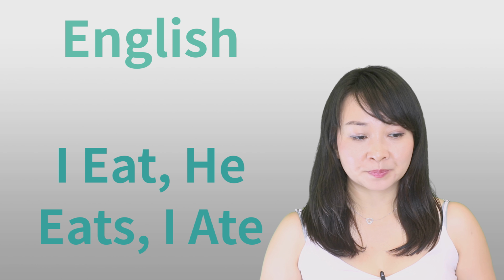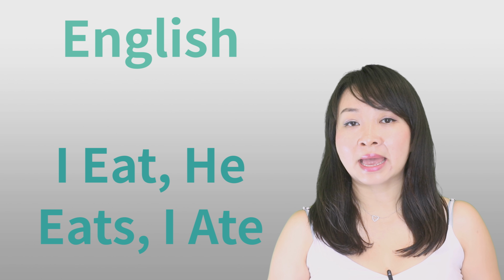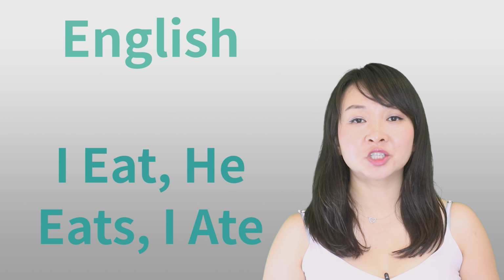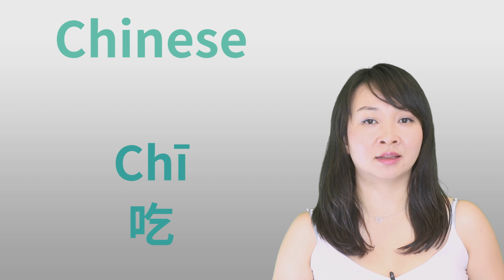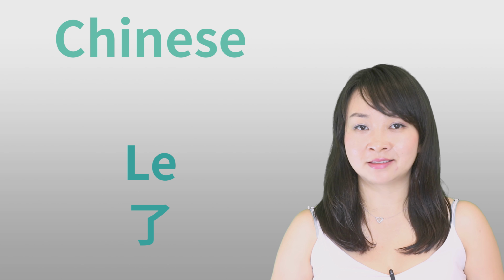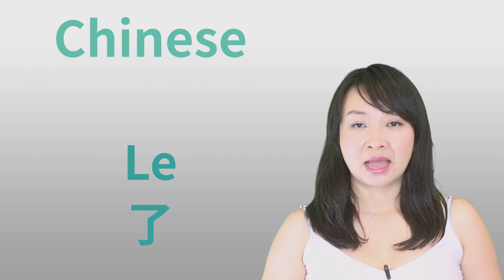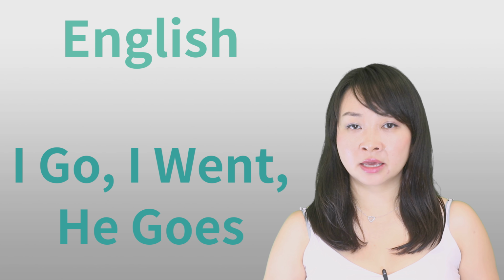And let's look at more examples. For example, I eat, he eats, or I ate. But in Chinese, you just need to say 吃. For past tense, you simply add le in the sentence. Then that's it.